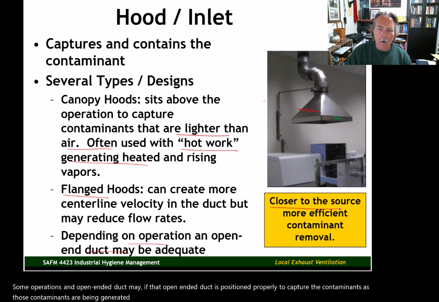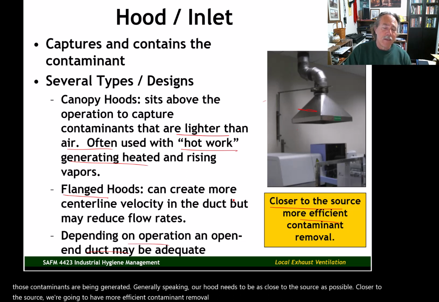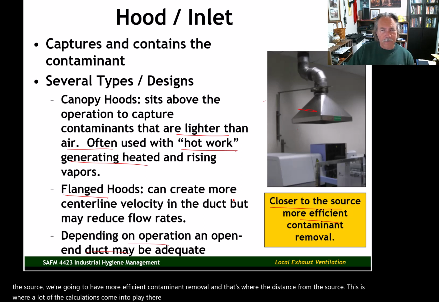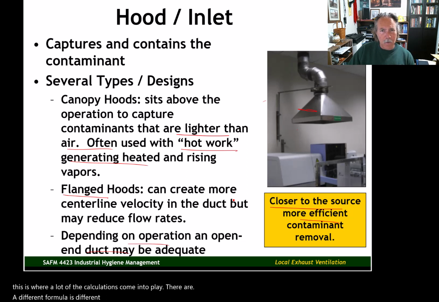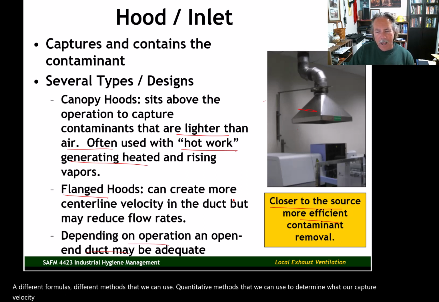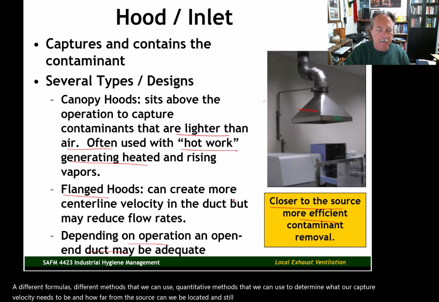Generally speaking, our hood needs to be as close to the source as possible. The closer to the source, the more efficient the contaminant removal. And that's where the distance from the source comes in, and this is where a lot of the calculations come into play. There are different formulas and different quantitative methods that we can use to determine what our capture velocity needs to be and how far from the source we can be located and still capture the contaminants.